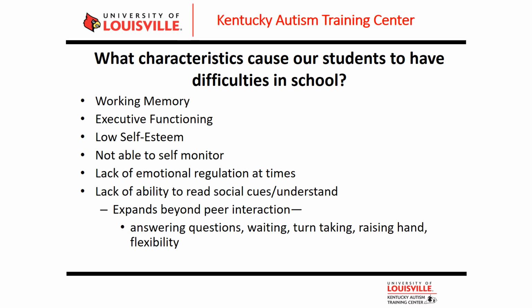Low self-esteem, not able to self-monitor, so they are not able to regulate their own emotions at times. So emotional regulation is a big struggle. And they don't always read social cues and understand their peer interactions and teacher interactions. So things like answering questions, working in a group is a big struggle sometimes for our kiddos with autism. Knowing to take turns and raise your hand, all of those are struggles that our students with autism may have in a school setting.